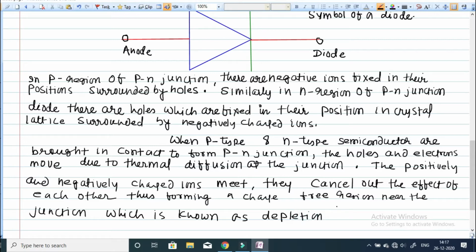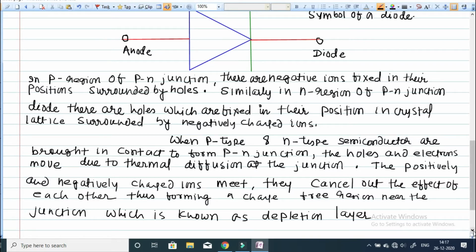And how is this depletion layer formed? Due to the thermal diffusion of the electrons and the holes to either side of the junction, the positively charged holes and the negatively charged electrons meet near the junction, and they cancel out the effect of each other, and near the junction one charge free region is formed. That region is known as the depletion region.